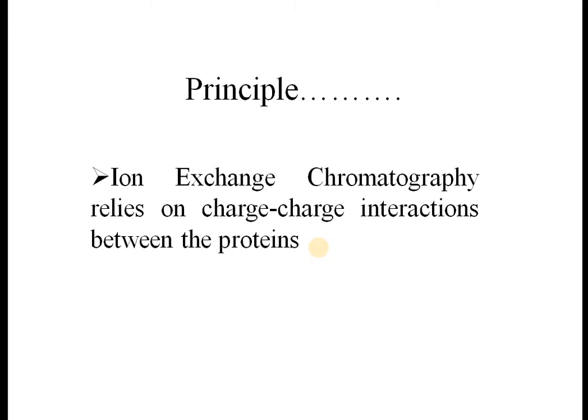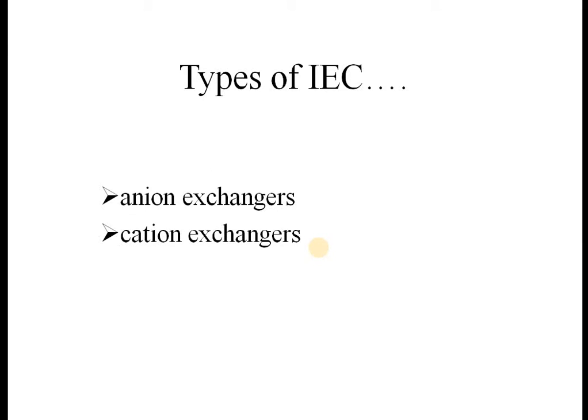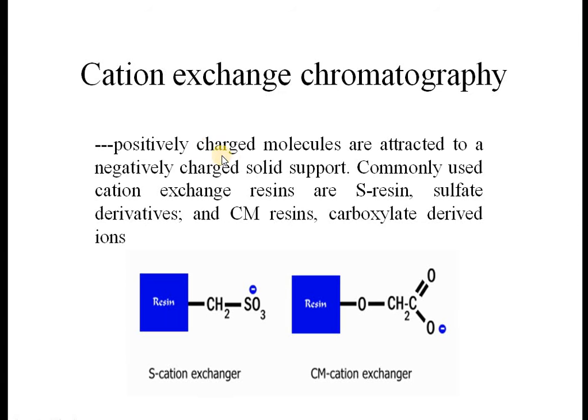For example, these are the types of ion exchange chromatography: anion and cation exchangers. This is cation exchange chromatography. The interaction between matrix and analyte is determined by net charge, ionic strength, and pH of the buffer. For example, a mixture of positively charged analytes, that is cations.